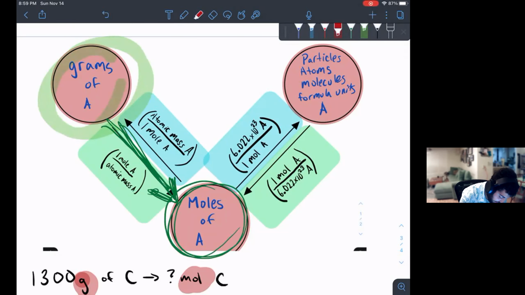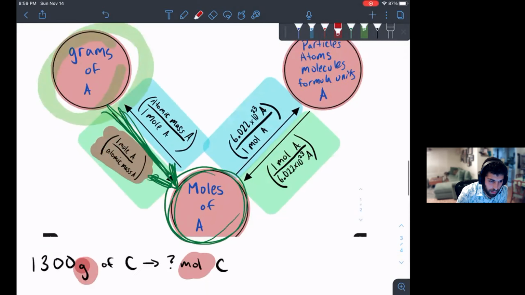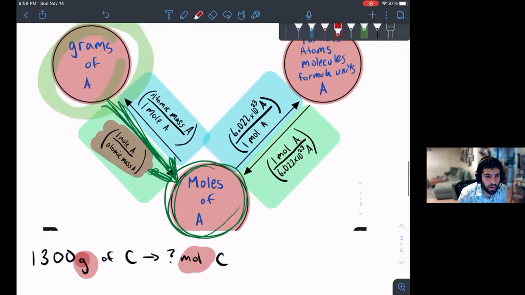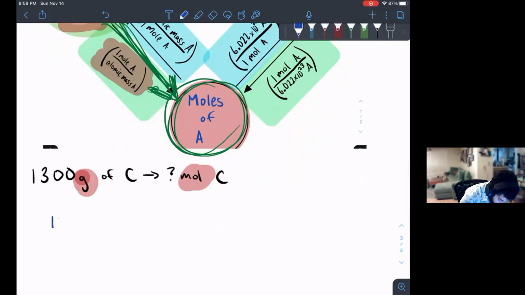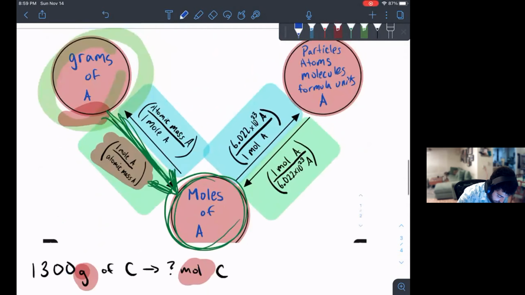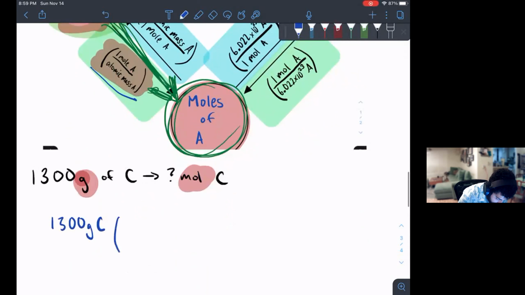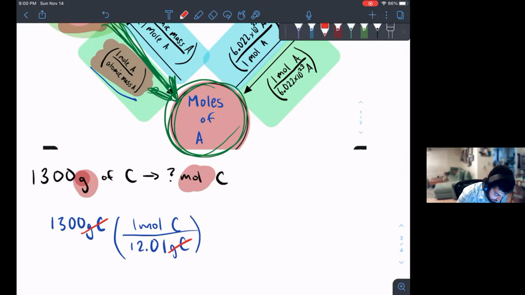So what this is telling me is that I got to use this parentheses on the bottom. And this parentheses says, take what I'm starting with, and multiply it. So let's try this out. 1,300 grams carbon, multiply it by that, 1 mole, and A is just a stand-in for whatever we're using. And the atomic mass of A, that's 12.01 grams carbon. And look at that, my units will cancel out. And now all I have to do is 1,300 divided by 12.01.